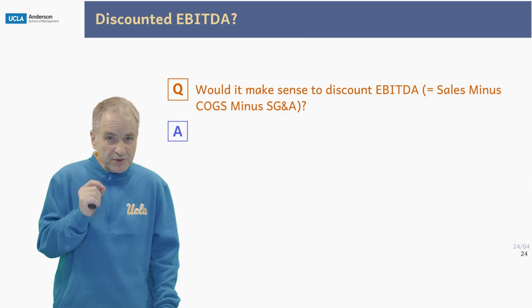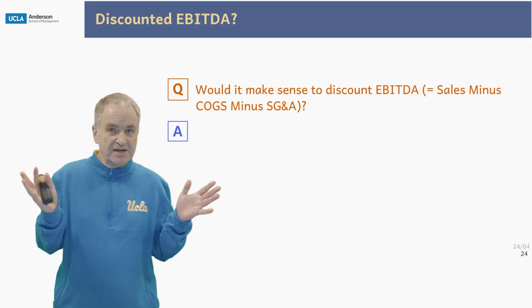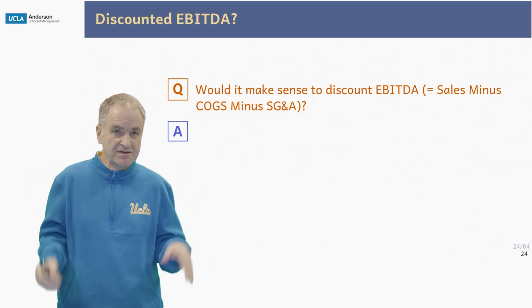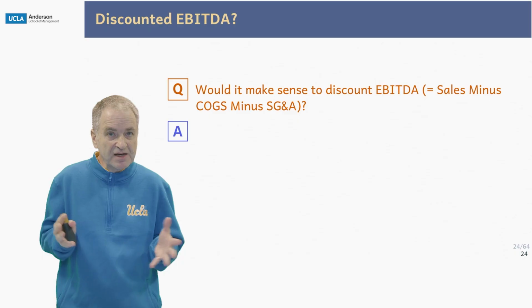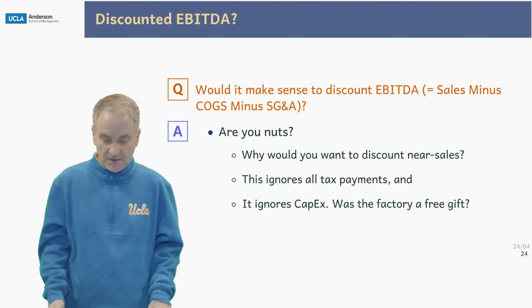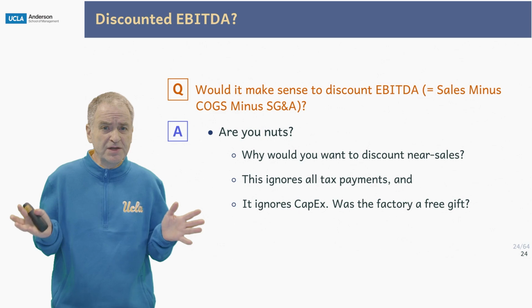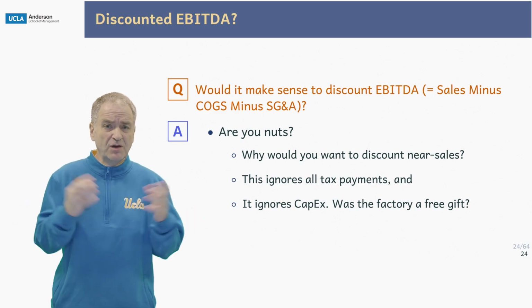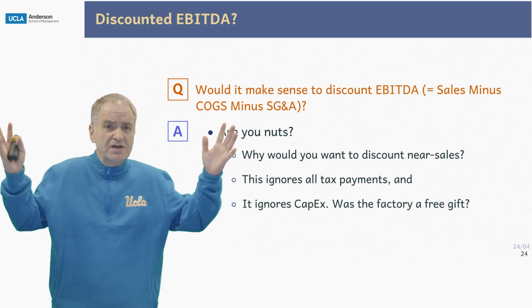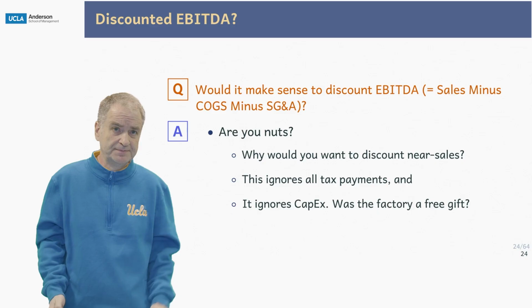Would it make sense, perhaps, to discount EBITDA? That is, you just say take sales minus COGS minus SG&A. Would that be giving us an okay number? Please pause this video now, answer the question on a piece of paper, and then continue. Are you nuts? Why would you want to discount near sales? This ignores all tax payments and it ignores all the costs for the factory. It's like the factory is a free gift. It fell like manna from heaven. So this is definitely not what we would want to do.